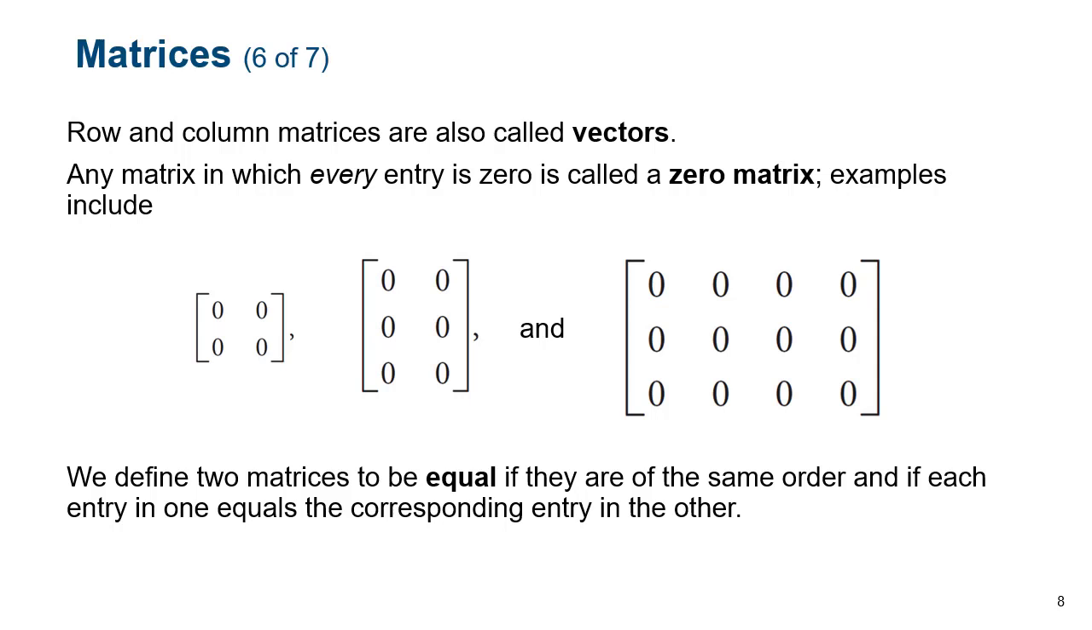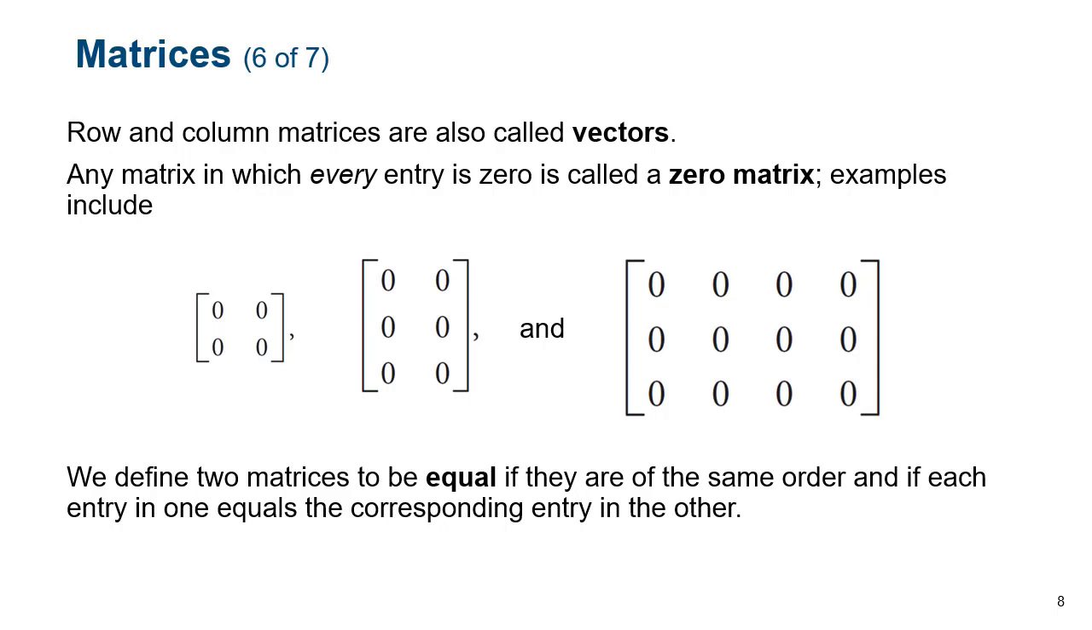Row and column matrices are also called vectors, right? So that row matrix can be called a vector. That column matrix can also be called a vector. Usually they're called those when we're more in physics. But in economics and business, they're normally just called row and column matrices. Any matrix in which every single entry is 0 is called a zero matrix. So again, we're getting pretty obvious with these names.